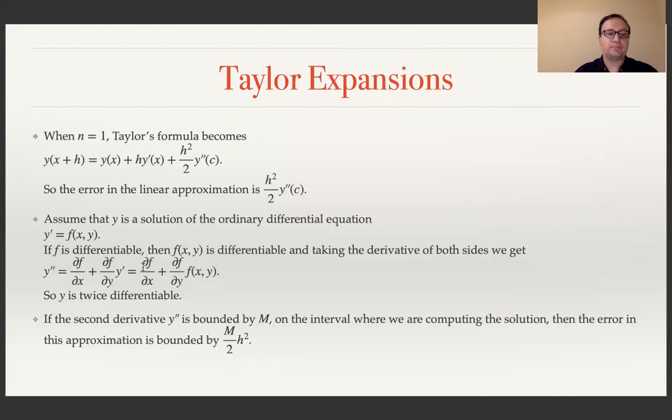So the solution in general is twice differentiable, and this formula for the error makes sense. It's h squared over 2 times the second derivative of y at some point. And in order to estimate the error, we're just going to make the simplifying assumption that the second derivative is bounded by some constant, let's call it capital M. And then the error in the approximation is bounded by this constant M over 2 times h squared.